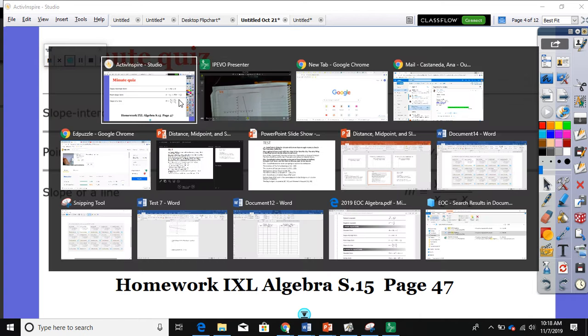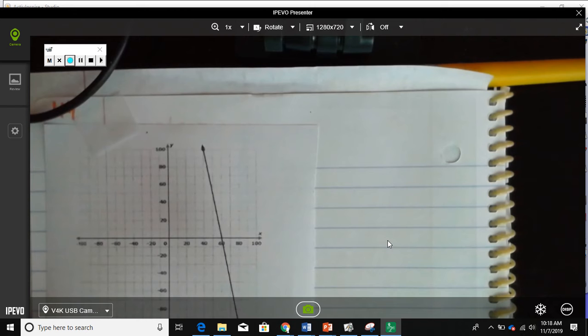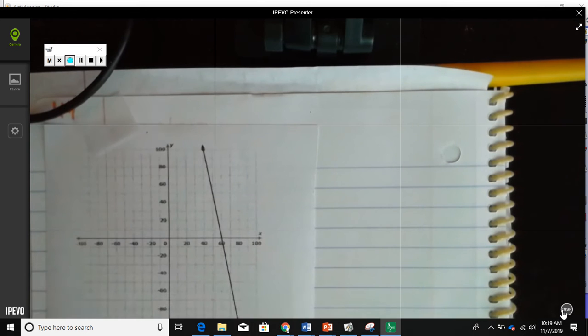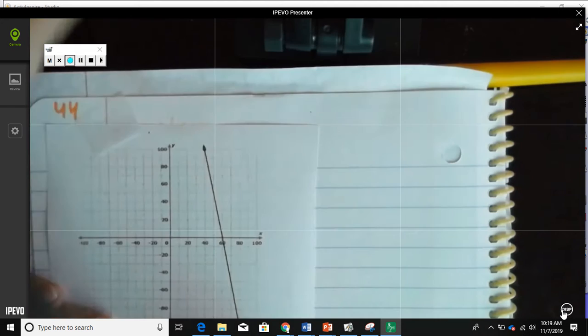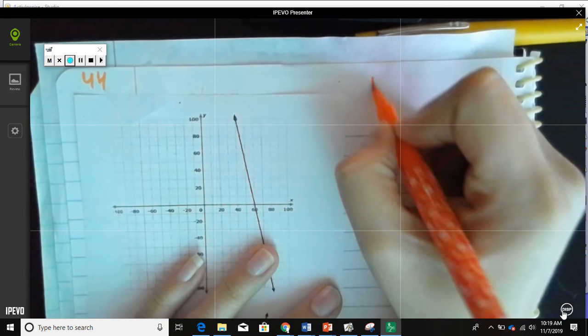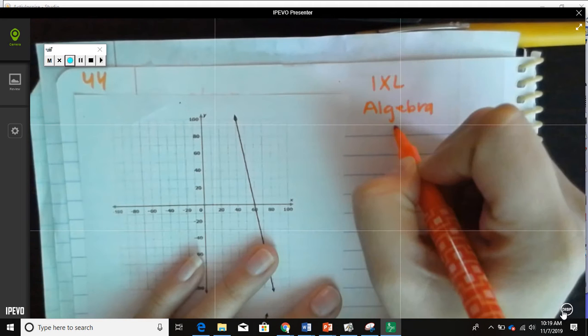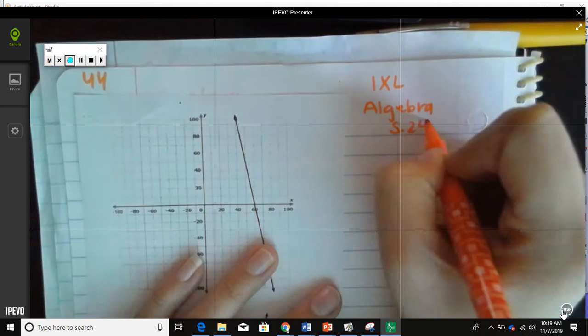Alright, so we're going to do IXL S.24. This is on page 44. IXL algebra. We're doing the algebra one today. S.24.